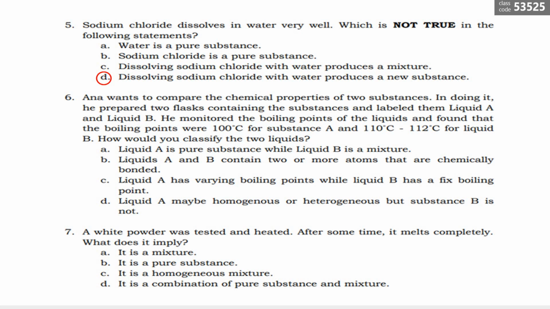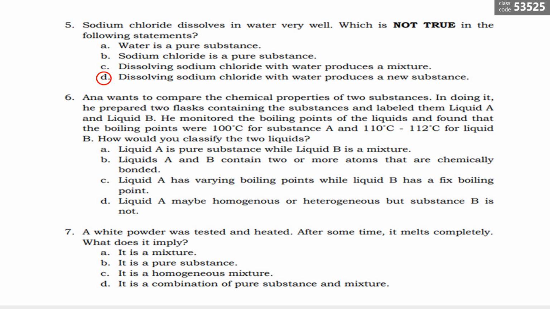Number 6. Anna wants to compare the chemical properties of two substances. In doing it, she prepared 2 flasks containing substances and labeled them liquid A and liquid B. She monitored the boiling points of the liquids and found that the boiling points were 100 degrees Celsius for substance A and 110 degrees Celsius to 112 degrees Celsius for liquid B. How would you classify the two liquids?